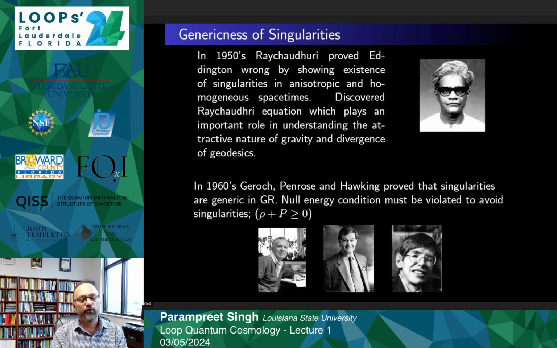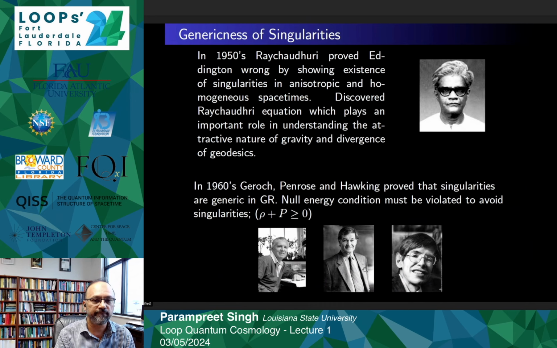So a few years down the line, there was a divergence. Now I will show you two diverging slides, but they are actually coming from two sides. What happened was that in the 1950s, Raychaudhuri essentially proved Eddington's assumptions wrong, because he showed that the existence of singularities is there even if we relax the isotropy assumption. Even if you have an isotropic space-time, you can have singularities.